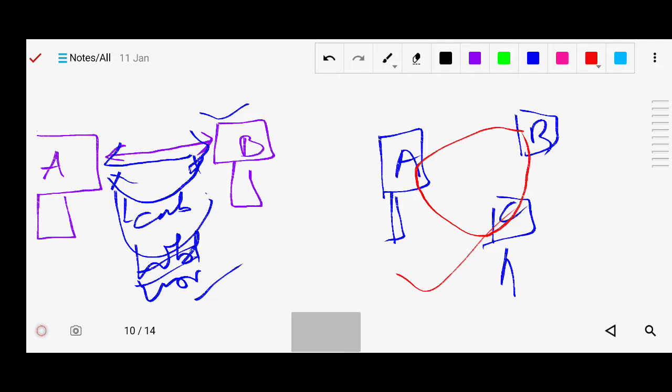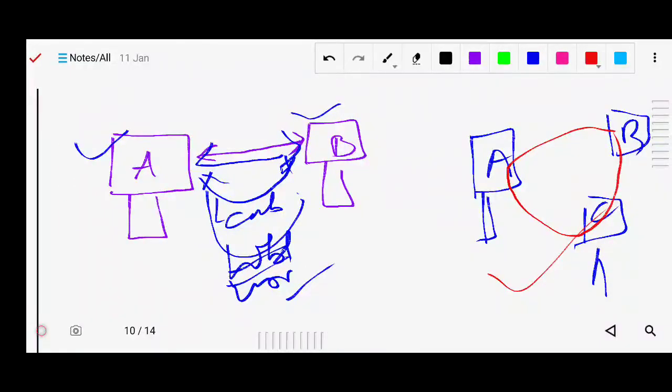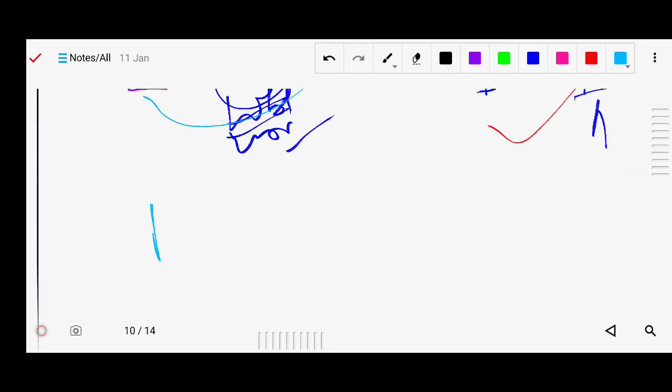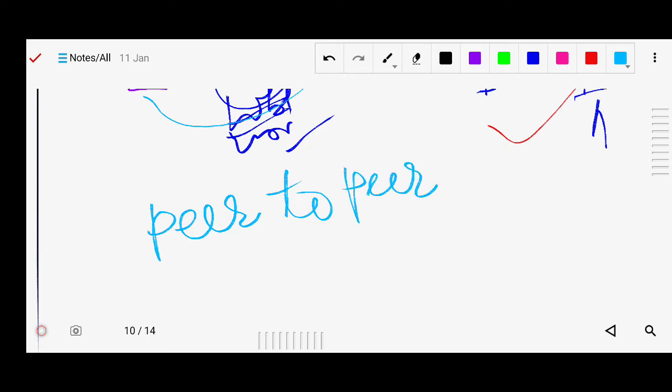There is one more term. If only two computers are connected, like here A and B, this is the simplest network, a combination of two computers connected by cables. This type of connection is called a peer-to-peer connection, or a peer-to-peer network.